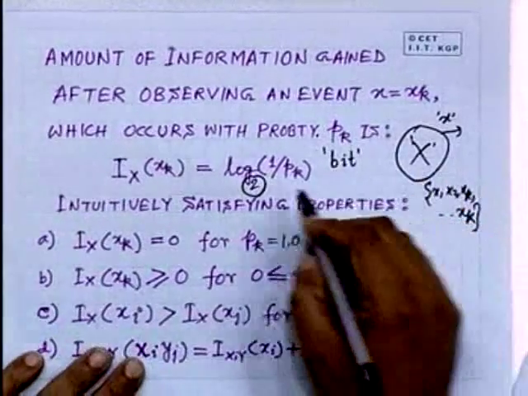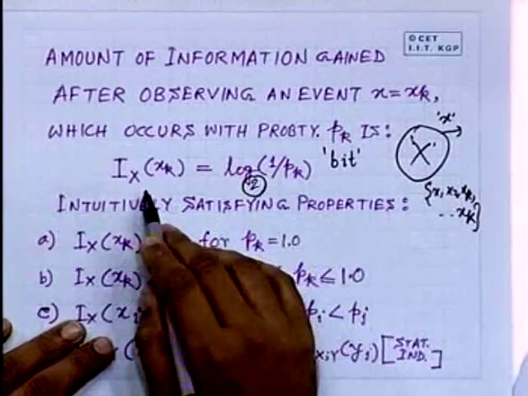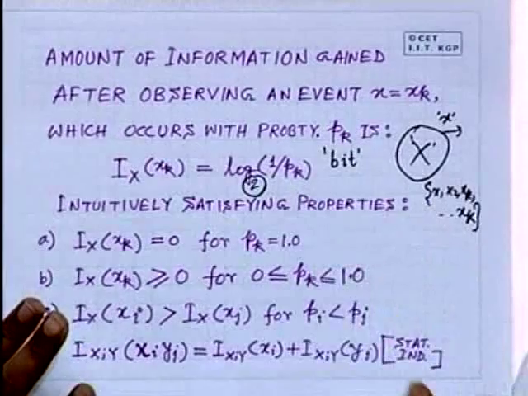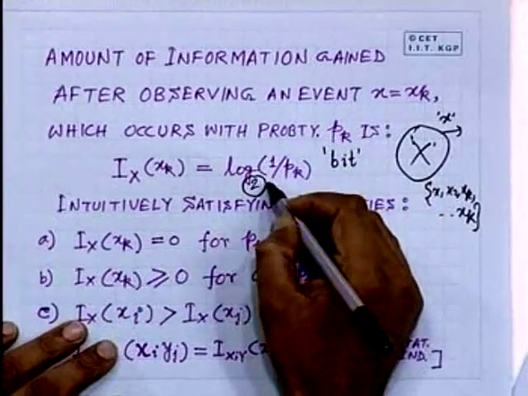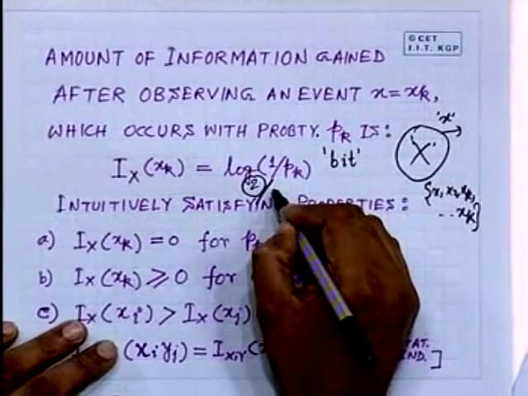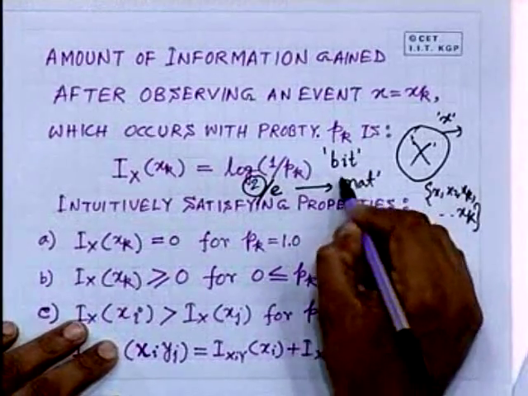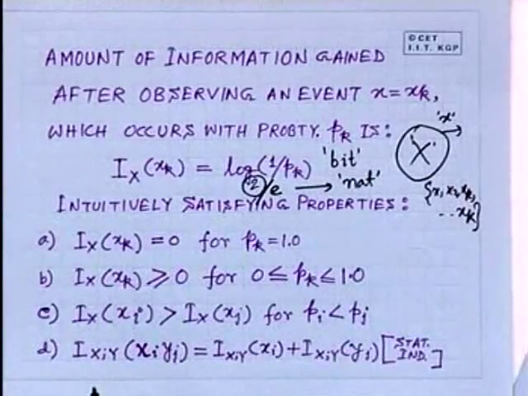So 2 is one popular choice, in which case the information unit is bit. Do not ever confuse it with binary digit. It's a separate definition, BIT. Some people prefer using a base of e, and in that case the unit is called a NAT, because it's the natural logarithm. So from now on, whenever we mention information, we will say it is either so many bits or nats. They are definitely related. For our discussion we will follow the unit of bit. In most books nowadays we also follow this unit of bit.